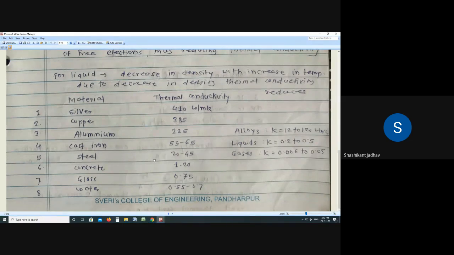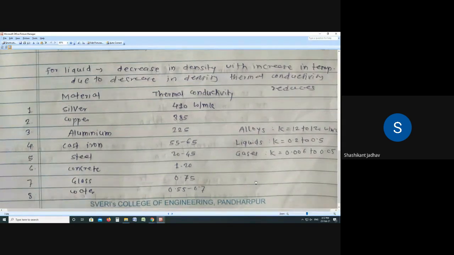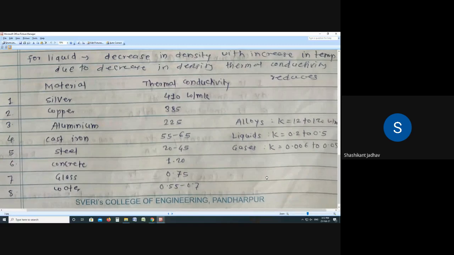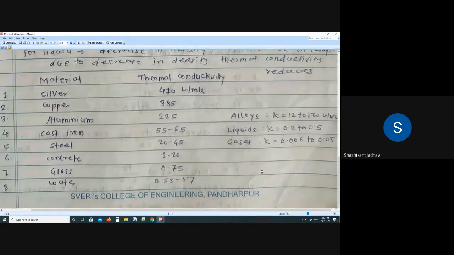Then what about the thermal conductivity of concrete? That is 1.20. Then glass? That is 0.75. Okay, and what about water? 0.55 to 0.7.